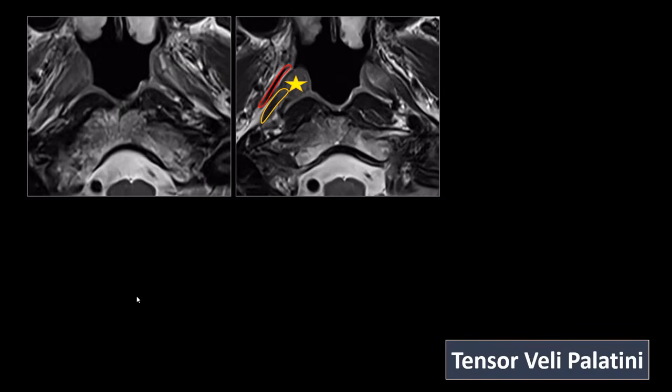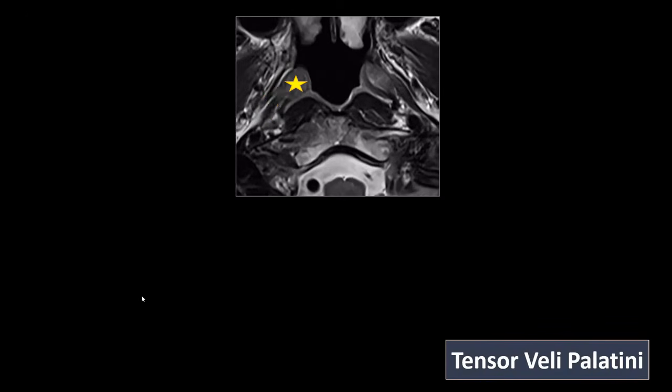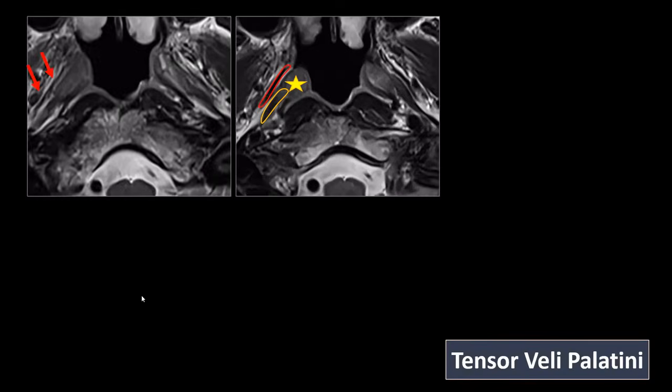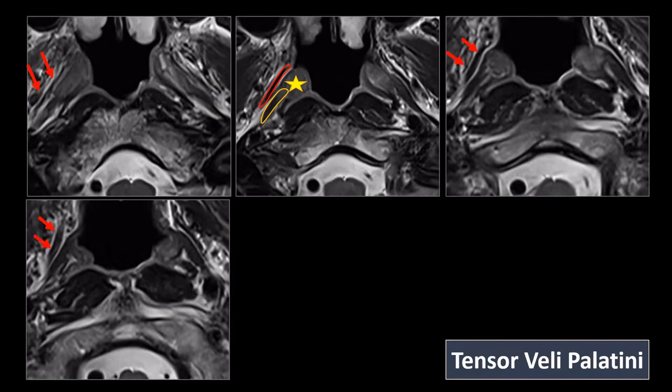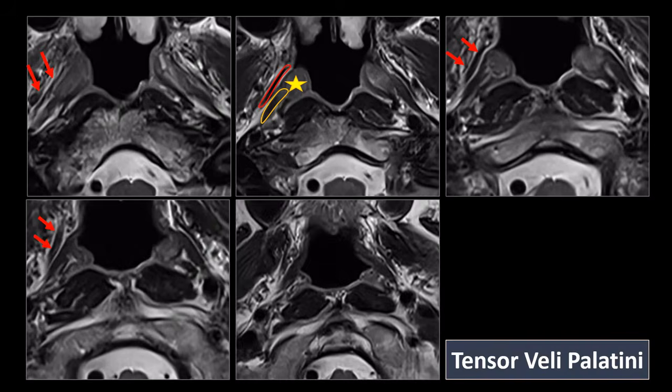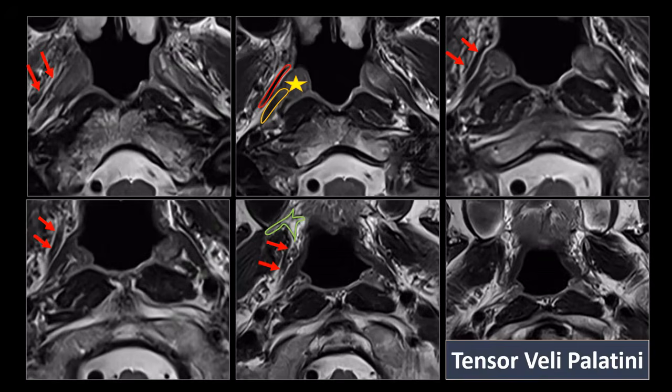If we then scroll up and down, we just have to follow this structure, and we know, whoops, what happened, where the tensor veli palatini is. Here it is. If we scroll one image up, and if we now scroll down, we can follow it all the way to the level of the, look at the arrows, the medial plate of the pterygoid bone. And here it does not insert, but it makes a hook, and then it turns medially to insert on the aponeurosis of the soft palate, but that is something that is not easy to recognize on images.